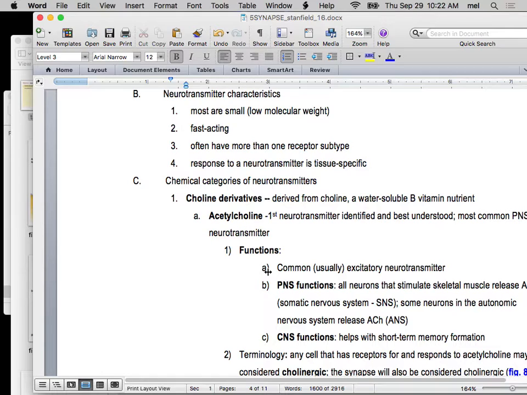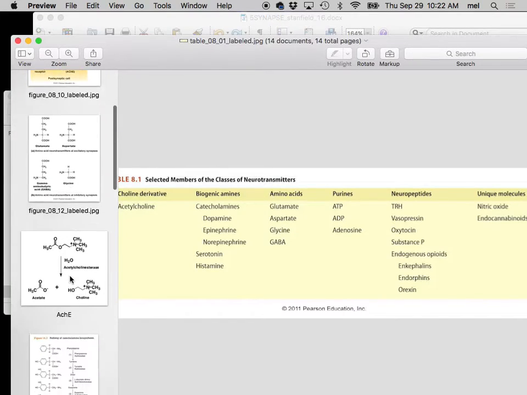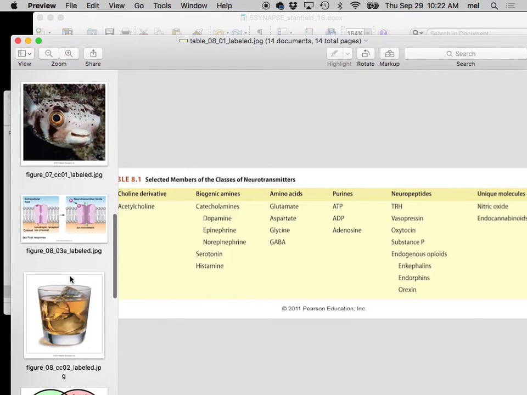You probably don't know what choline is. I didn't know for a long time. Choline is a water-soluble B vitamin nutrient. And so the neurotransmitter is going to be based on this nutrient. So let me show you what acetylcholine looks like. This is the only choline derivative that you have to learn, although it's not the only one that exists.